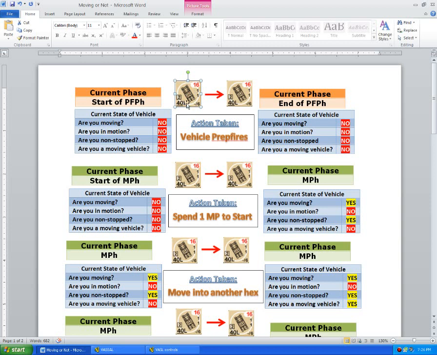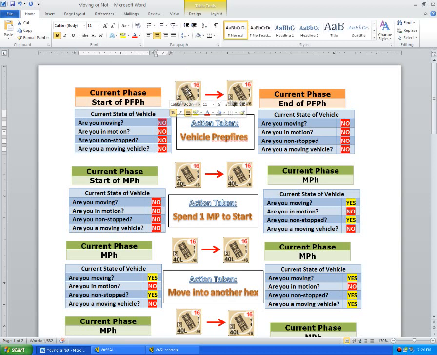When we start our prep fire phase, we notice, are we moving? No, we're not moving because we're not spending movement points on it. Are we in motion? No, we're not in motion because we don't have a motion counter on it. Are we non-stopped? No, we are stopped. So no, we are non-stopped. That could be kind of confusing.